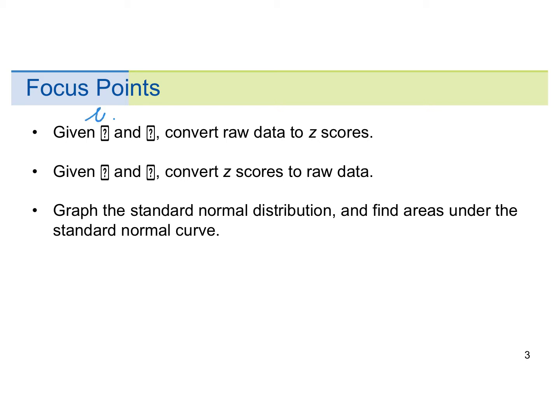Basically, if you're going to be given mu and sigma, the mean and the standard deviation, we're going to be able to convert raw data to z-scores. So there's a formula there. If you have the mu and sigma, we'll be able to convert a z-score to raw data. So it's basically the inverse operation. And then we're going to graph the standard normal distribution, and we're going to find an area under the standard normal curve. And that comes from a chart, a table that you all will be given.